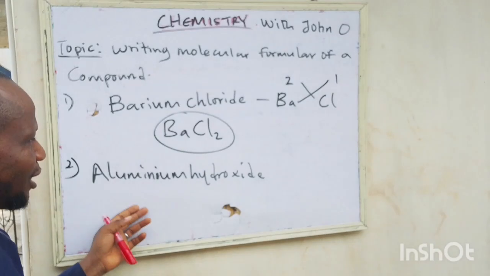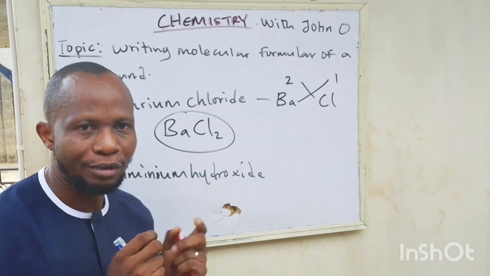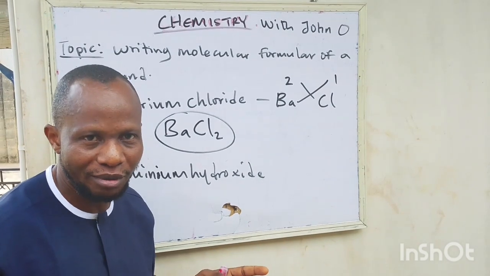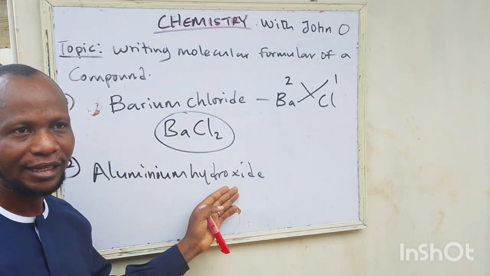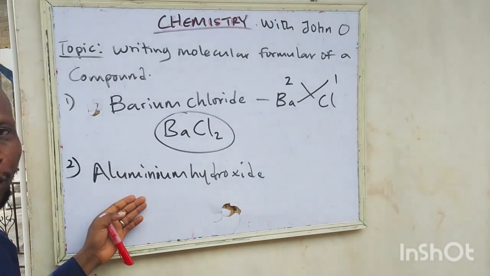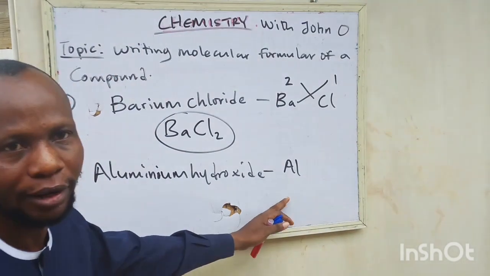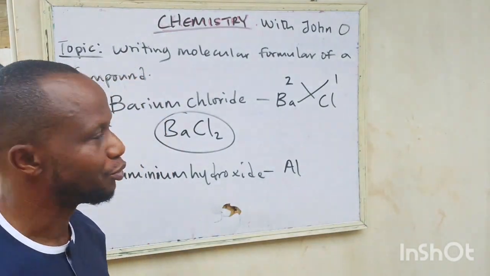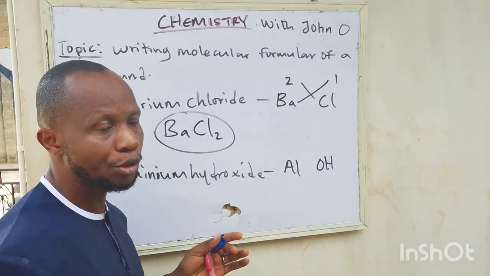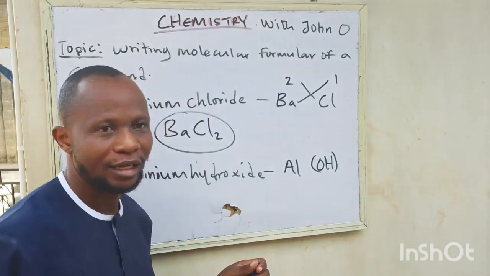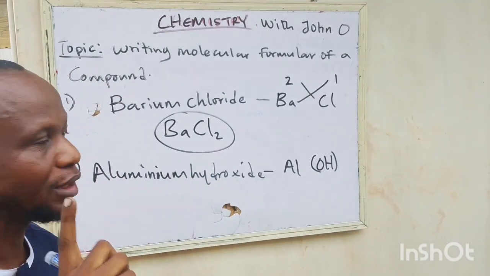Next: aluminium as an element, and then hydroxide as a radical or a group. A radical is a group of atoms or elements carrying a charge. So here we have hydroxide as a radical, and aluminium as the element. Aluminium is Al. Then you have the hydroxide, OH. Being a group, you have to bracket it to see it as 1. A radical is a group and should be seen as 1.